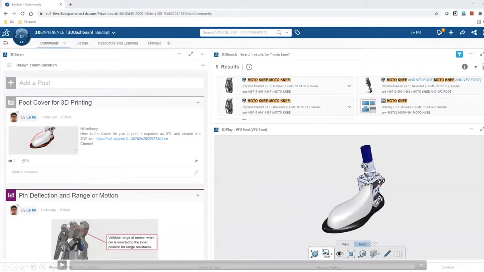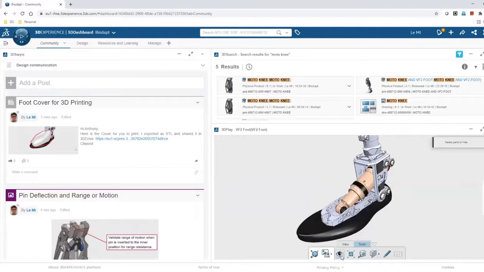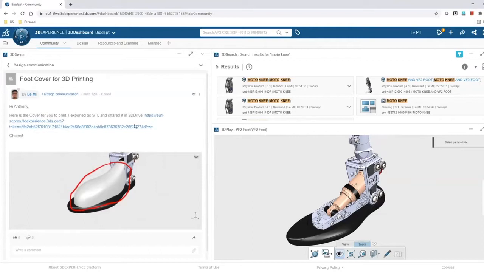We have an interface here. Everybody is able to join this community, can view this thing in this view window, and you can also browse through the data repositories. And also I can create a post and just tag Anthony and say, hey, this is the cover you're looking for. I exported it in STL, and the way to find it and download it is through this 3D drive. No matter whether you're an internal colleague or an external partner or whoever, as long as you have access to this link, you're able to share data with me or vice versa.